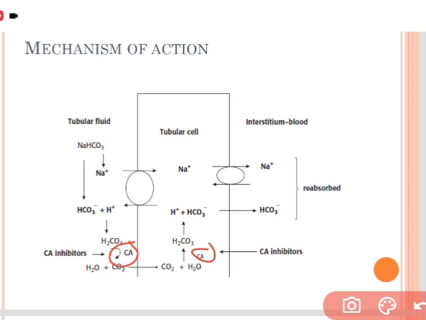So if it inhibits that enzyme, what will happen? It prevents the formation of H+, that means hydrogen ion, and that's why sodium hydrogen exchange is prevented. There will be no exchange. Because of that, sodium is excreted along with the bicarbonate ion in the urine.